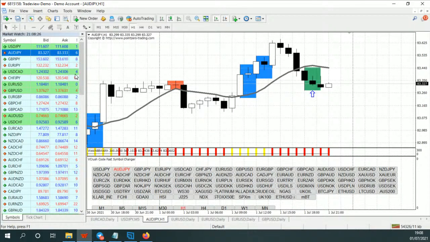Okay, so once you identify the inside bar, what you need to do, you need to draw two lines. You need to draw a line.